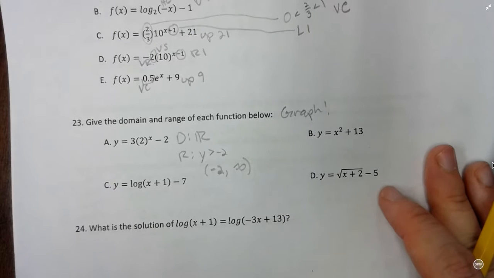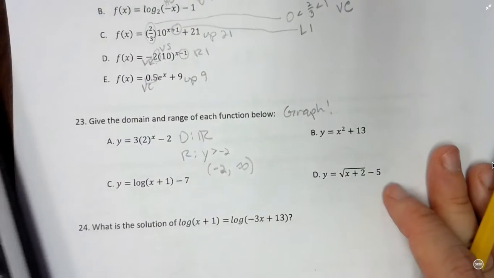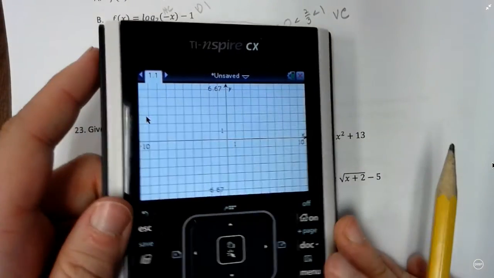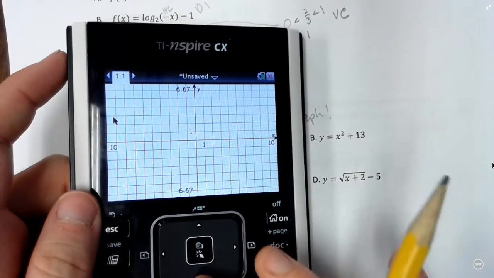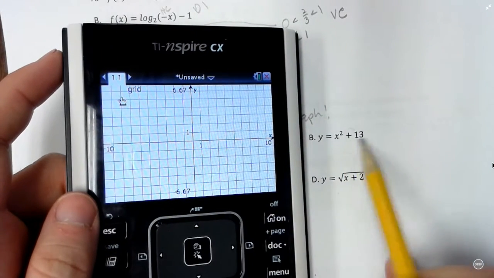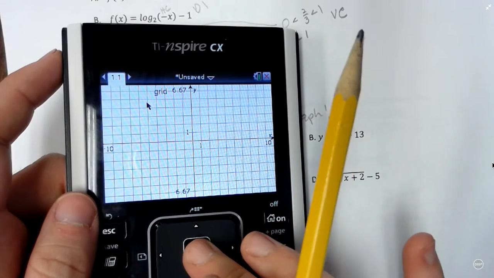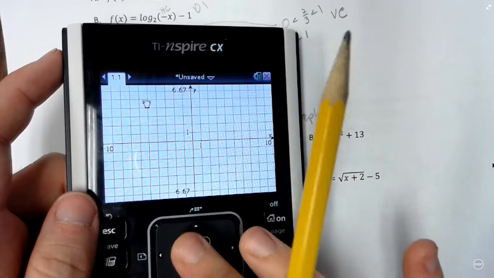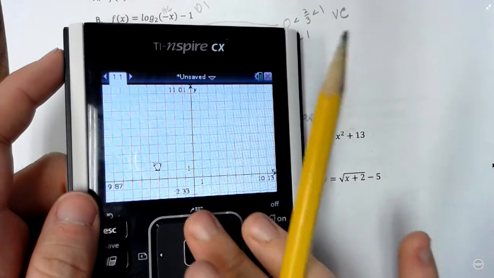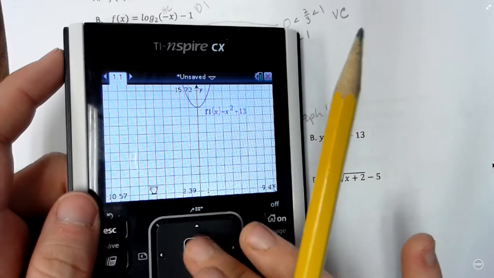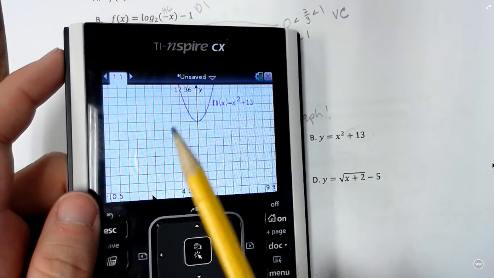And B, B is a quadratic, and I know some of you are going to call me over saying, Miss, it didn't show up. Well, that's because it went up 13. And my graph only goes to 6.67, so you're going to have to... Now it's letting me move it. An earlier problem didn't want to let me move it. You're going to have to move it so you can see it, either that or zoom out.